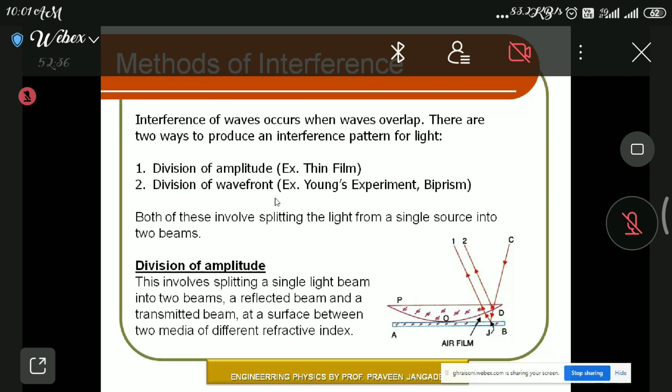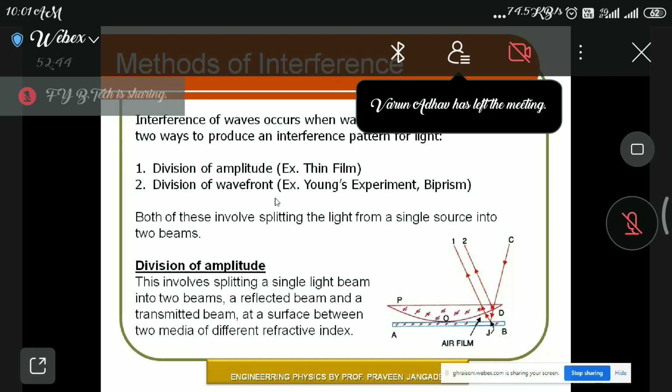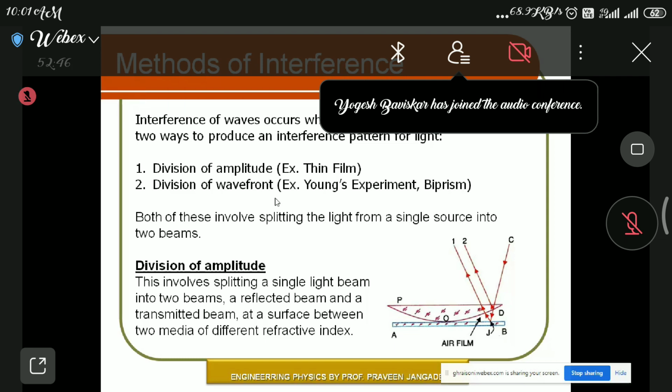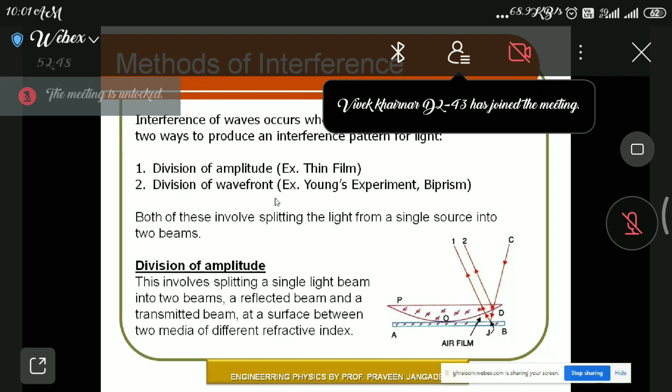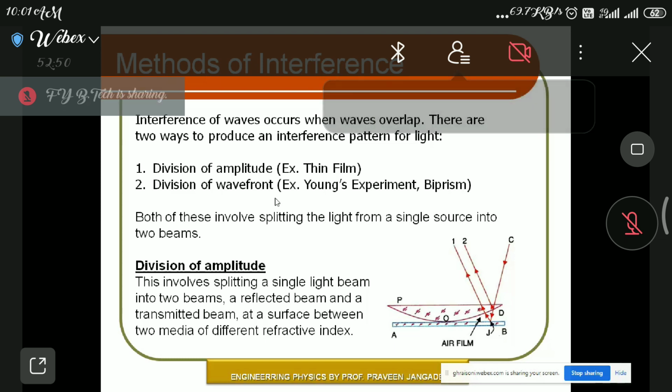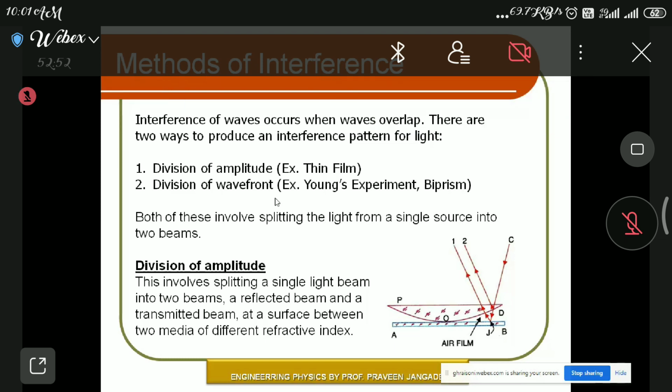Similarly, in the biprism, by getting virtual images from a single incident beam, we are able to get two images. That is the biprism experiment. These experiments you have already performed in the 12th standard. Now I will focus on the division of amplitude.